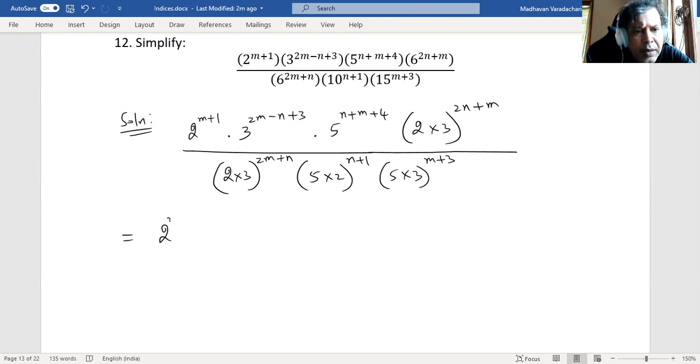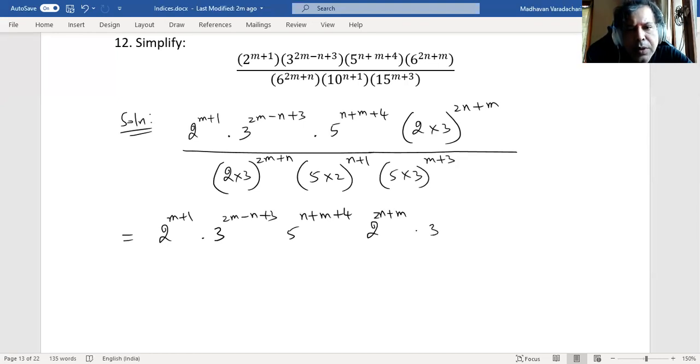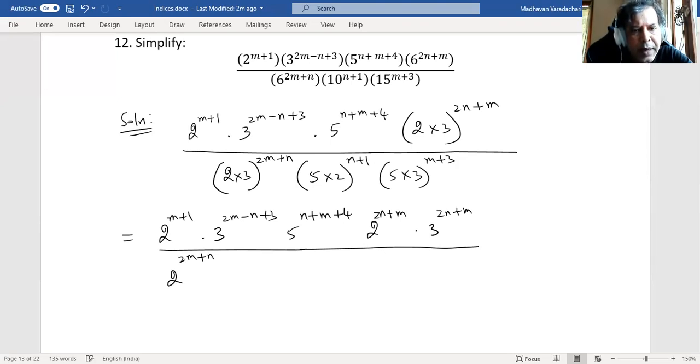first let me write 2 power m plus 1, 3 power 2m minus n plus 3, 5 power n plus m plus 4, and this I can split it as 2 power 2n plus m into 3 power 2n plus m. Same way, denominator I'll split it 2 power 2m plus n, 3 power 2m plus n, 5 power n plus 1, 2 power n plus 1, 5 power m plus 3, 3 power m plus 3.